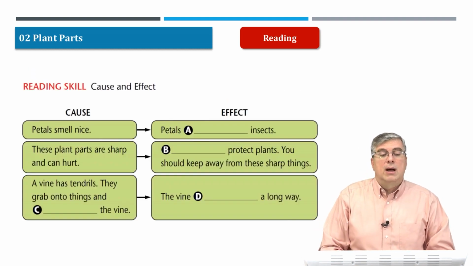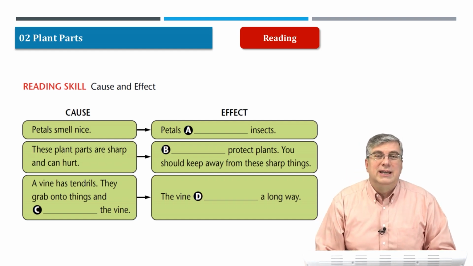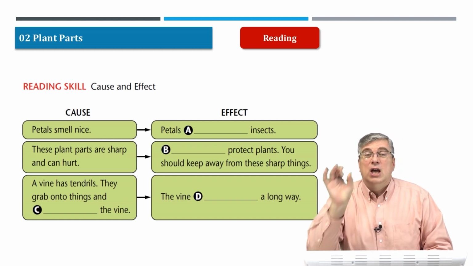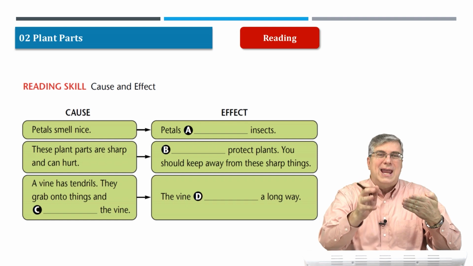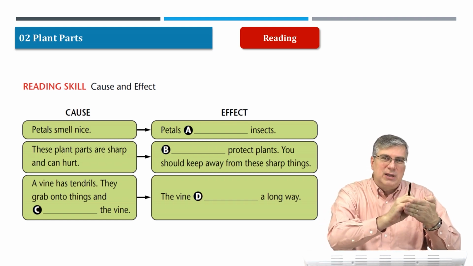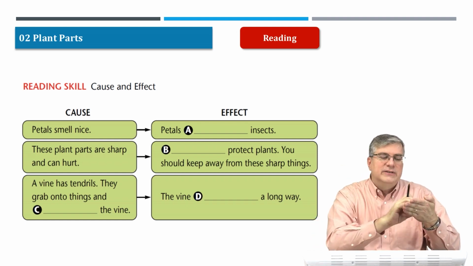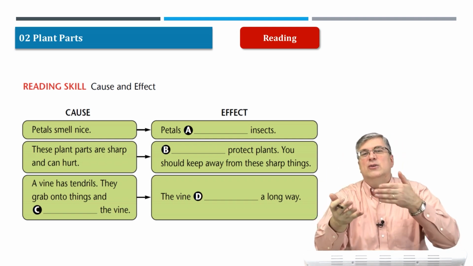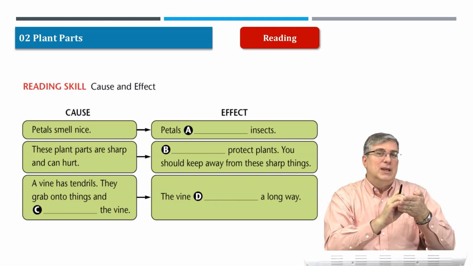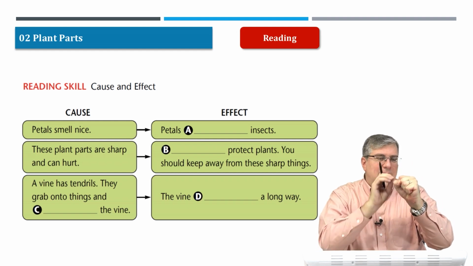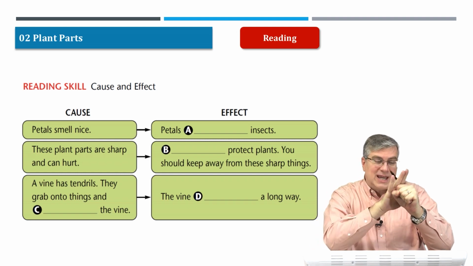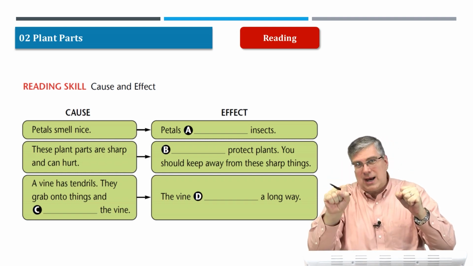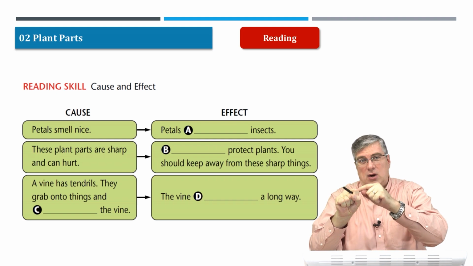Okay, now let's talk about the reading skill. And this reading skill is cause and effect. Cause and effect means you have something that happens and it creates, because this happens, another thing happens. So this is the cause, and the effect is the result of this thing happening. So you have one action, and this action makes another action. So this action is the cause, and the other action is a result of that cause.